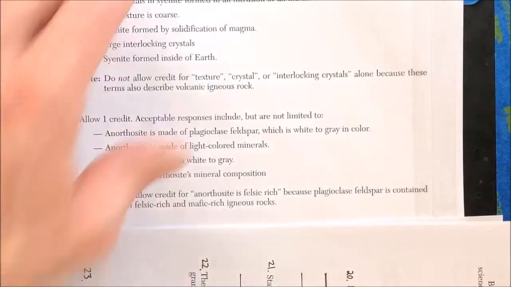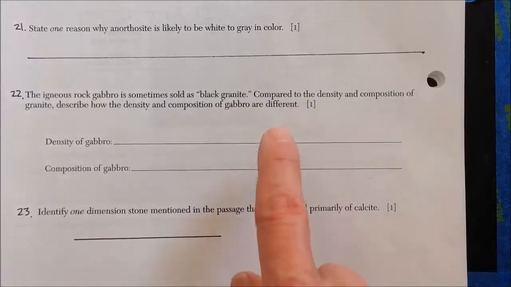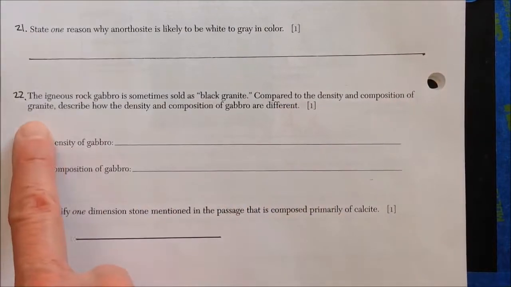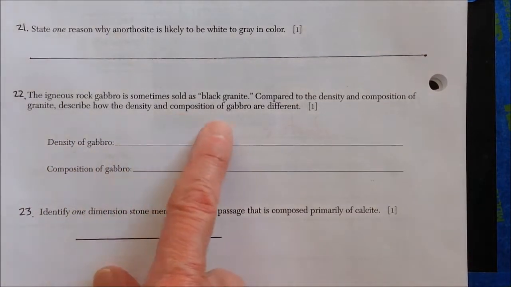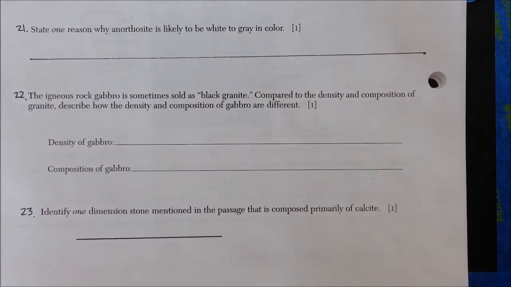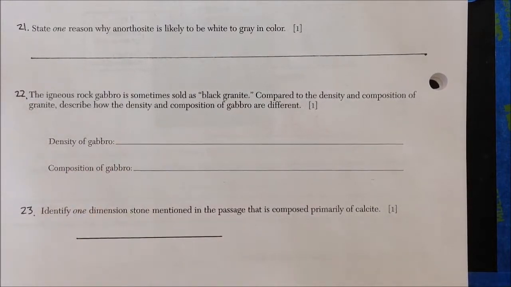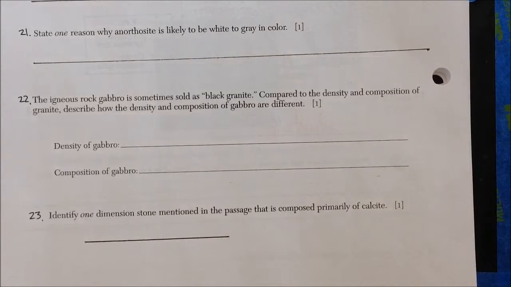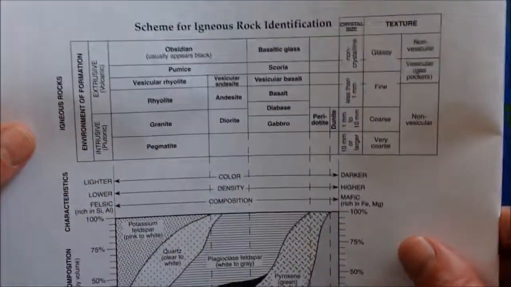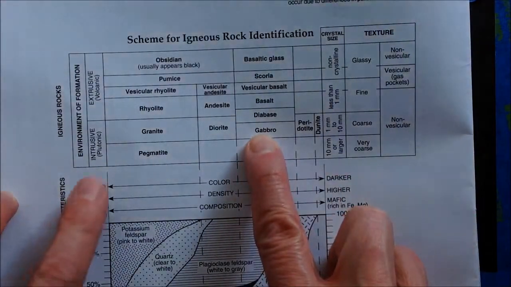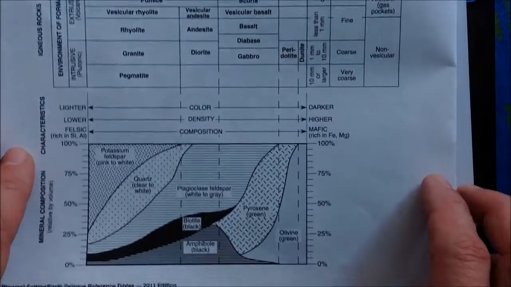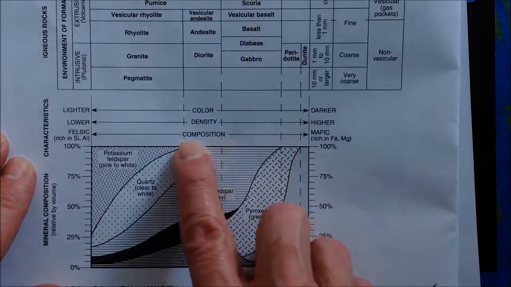Let's do 22. What this is asking, compared to the density and composition of granite, describe how the density and composition of gabbro are different. So the key thing, you are comparing granite to gabbro. So the density of gabbro, you have to look in the reference table, find them both. Okay, so what you're doing is the gabbro is here and the granite is right here. So the density, the only way to look is right here.